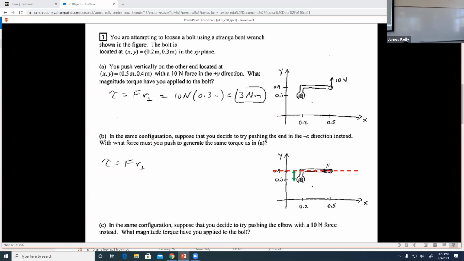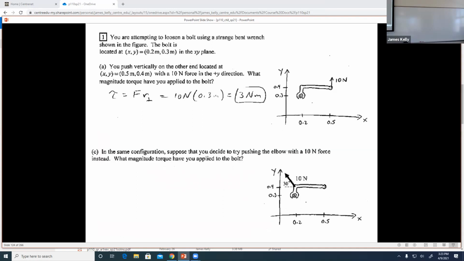And my R perpendicular, I partially obscured the scale there, but it's 0.1 meters, right? So I want 3 Newton meters to be F times 0.1 meters. And when you divide by 0.1, you multiply by 10. So that gives F is, ooh, that's a mistake. This should be newtons, not Newton meters. F is 30 newtons. That's a typo there. 30 newtons for that one.